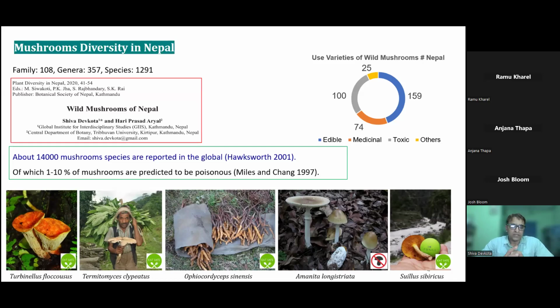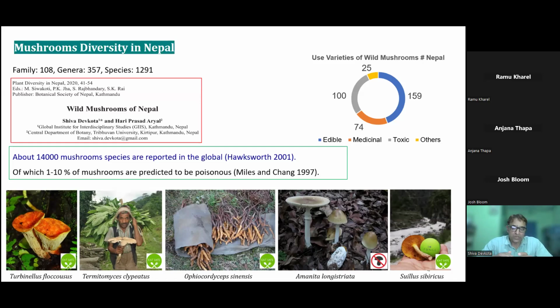Here in these pictures you can see some of the mushrooms. These are very beautiful mushrooms, and they are not with the typical cap-like structure. For example, we have Cordyceps sinensis, the caterpillar fungus, and we have Thelephora flocosus, which is without a cap.